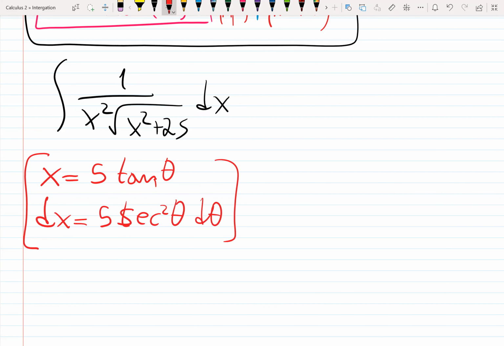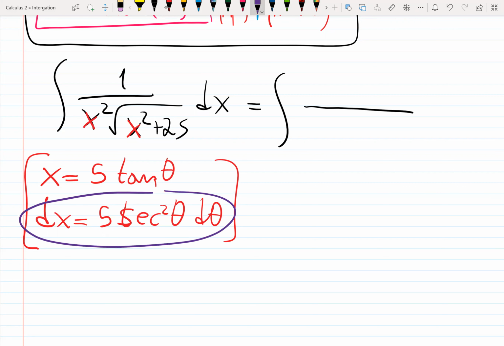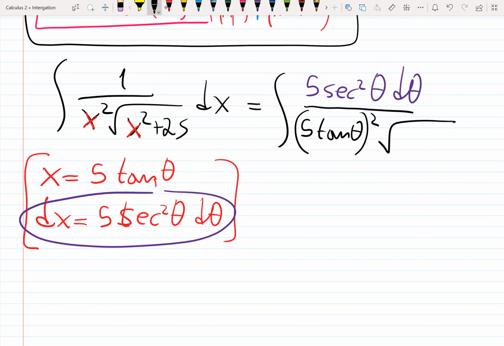Now we know that wherever you see x, you plug in 5 tangent theta. Wherever you see dx, that's going to be 5 secant squared theta d theta. The numerator is 1 dx, that's going to be this piece, 5 secant squared theta d theta. That's the numerator. X squared is now 5 tangent theta squared, or you can write each squared, right? I like writing each squared because it speeds up the calculations. Square root, again, 5 tangent theta squared plus 25. Why did we use 5 in front? Because now we're going to factor out that 5.